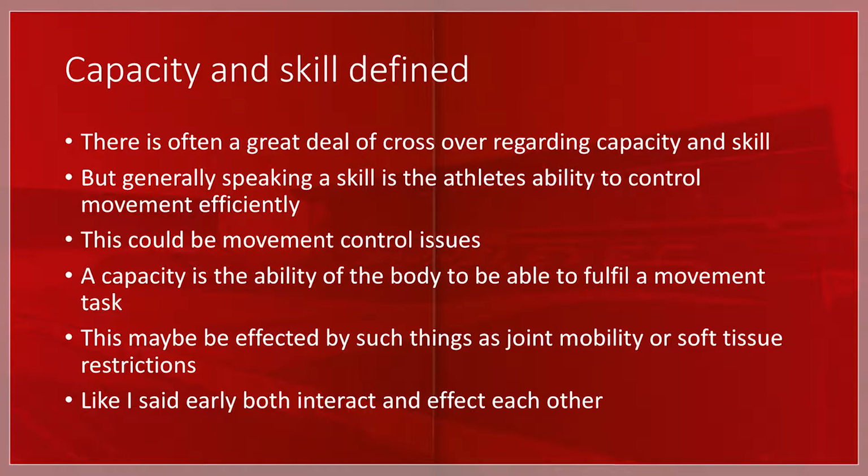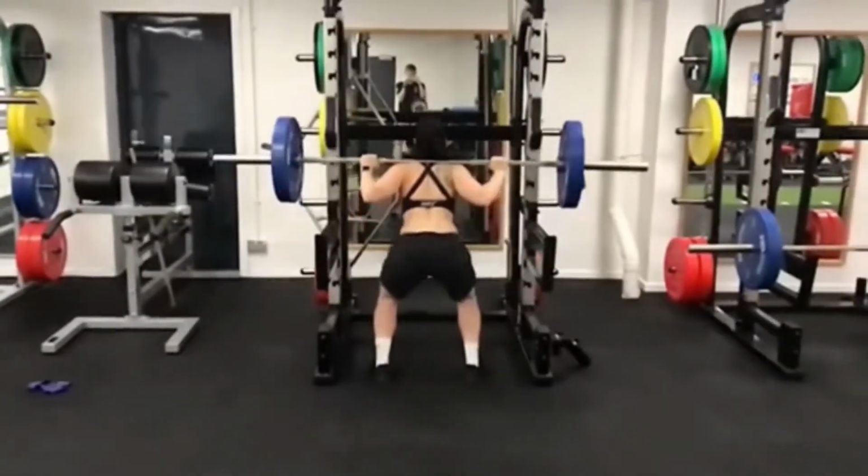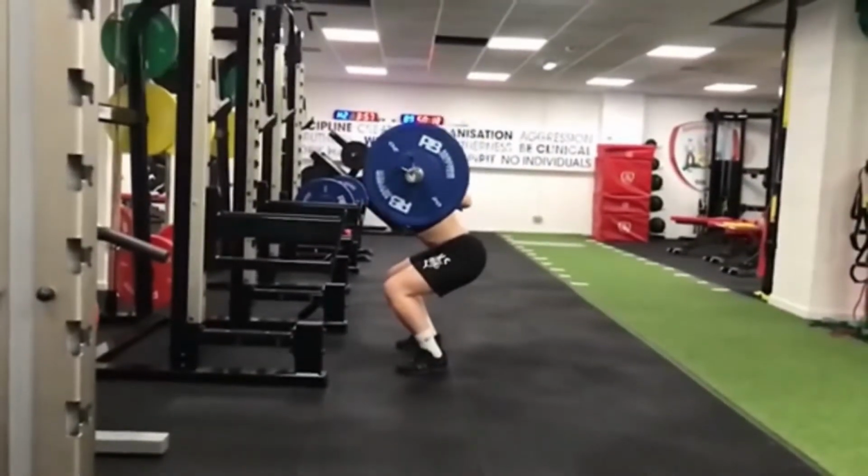There's often a great deal of crossover regarding capacity and skill, but generally speaking, a skill is the athlete's ability to control movement efficiently, and a capacity is the ability of the body to be able to fulfill a movement task. The first athlete we will look at demonstrates capacity issues during the back squat.